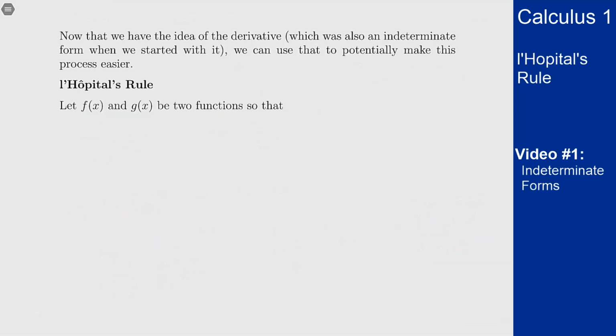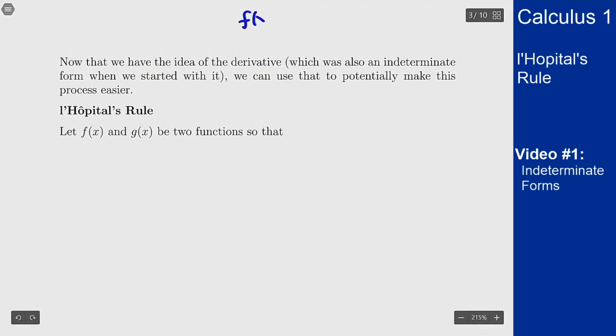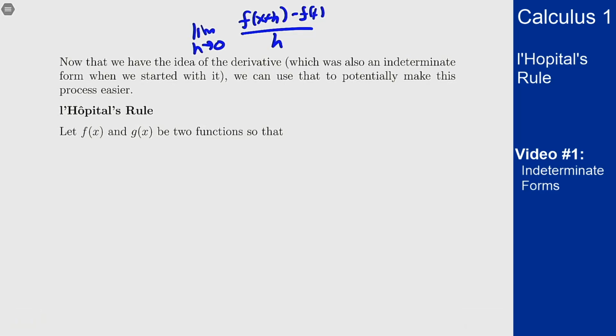So the point here is now that we have the derivative, which, as we started, was an indeterminate form, right? It was of the form f of x plus h minus f of x over h, limit h goes to 0. If you just plug in 0, you get 0 over 0. So it is an indeterminate form. So it's possible that we can use derivatives to help simplify other indeterminate form limits and make them easier to work out. And that gives us what's called L'Hopital's rule.